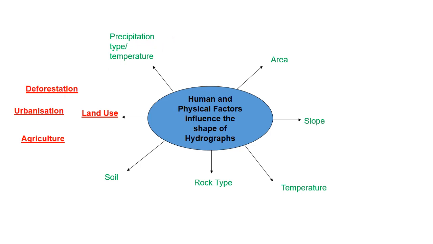Start with deforestation. Human beings chop down trees for a whole plethora of different reasons, whether it's building houses or clearing for farming, whatever it might be. As human beings have chopped down trees, it means that there is less interception of rainfall and also less absorption by the tree. That means more water will reach the soil because it's not being intercepted anymore.